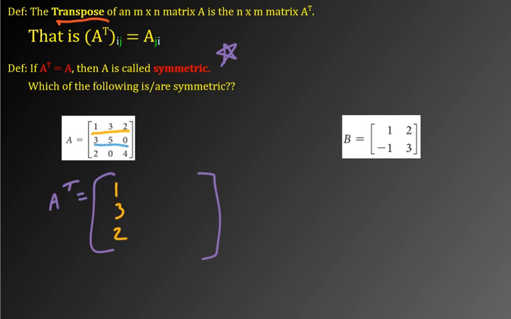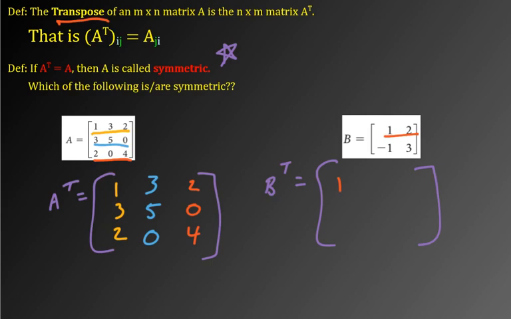The second row becomes the second column, and the third row becomes the third column, okay? And if I do over here, BT, probably should have started with the easier one, but 1, 2, the first row becomes the first column, and then the second row here becomes the second column, all right? So rows go to columns, columns go to rows.